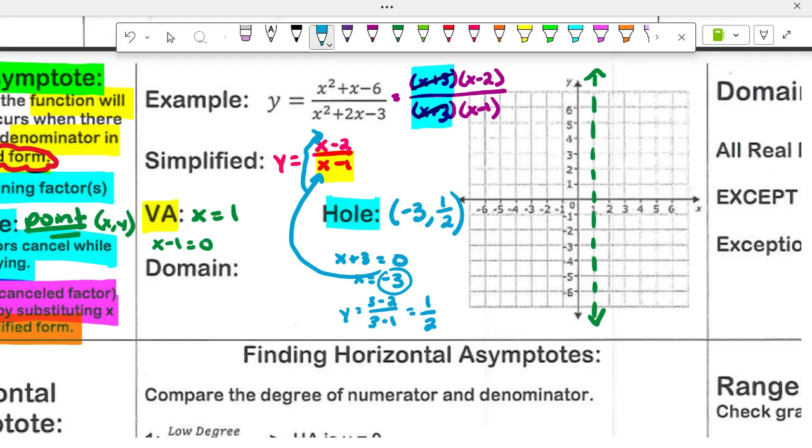Now, when you draw a hole on your graph, you draw an open circle. All right, it literally looks like your graph's going to fall into a hole. So I'm going to go to negative 3 and then go about halfway to 1. I'm just going to draw an open circle. That's my hole.